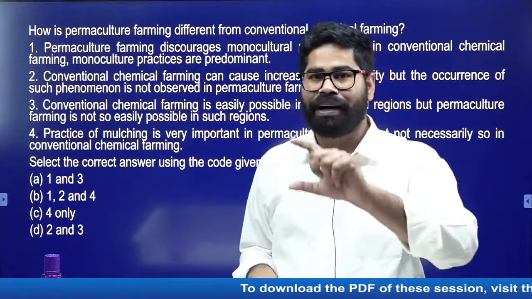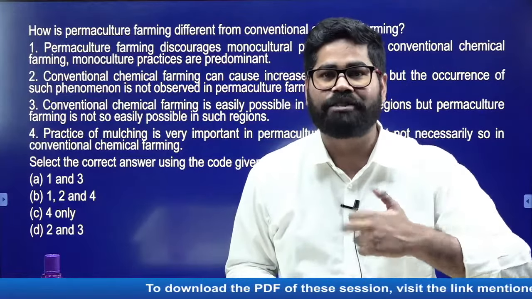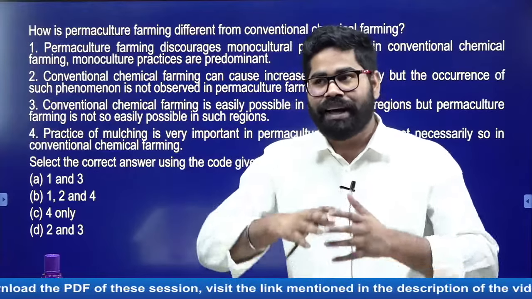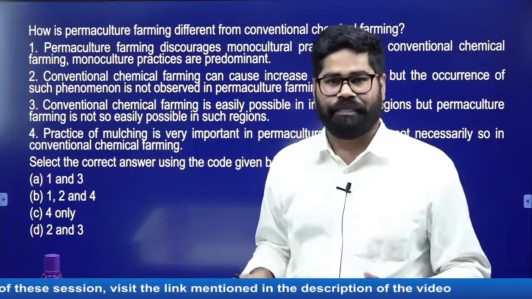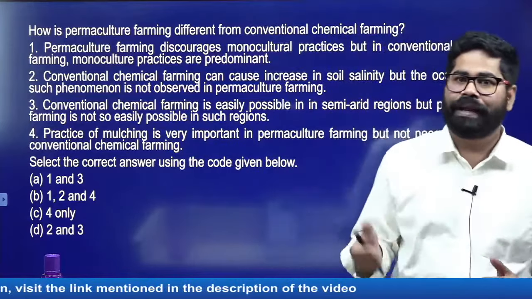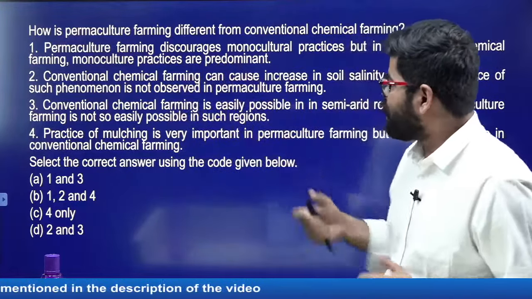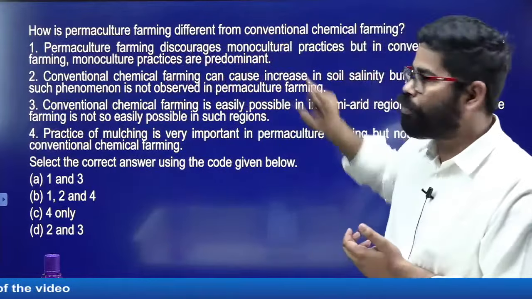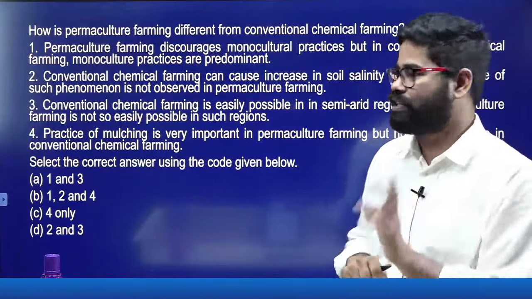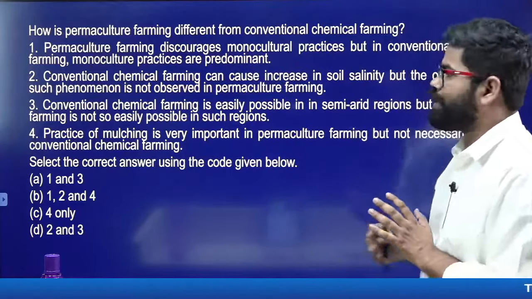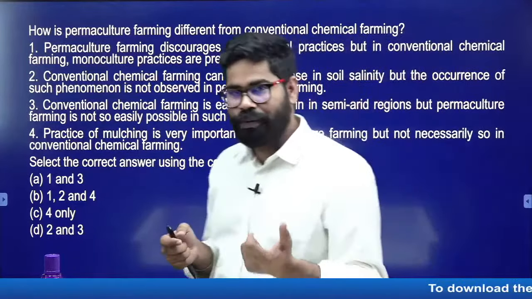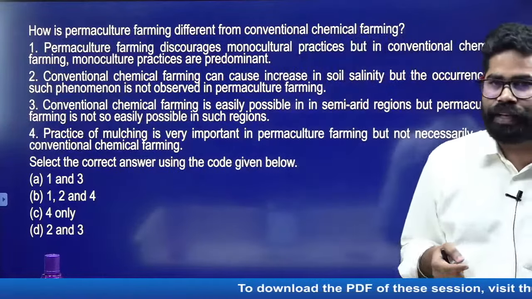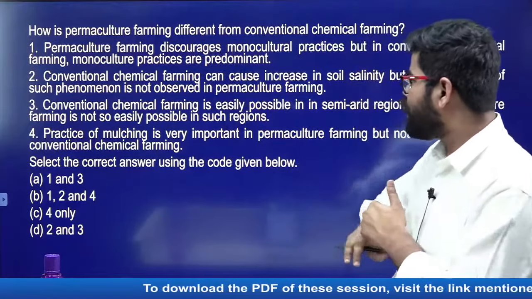Rather than that, permaculture has its second name, which is called as polyculture. Okay. Permaculture is also known as polyculture, means having many crops at the same time. Okay. Simultaneous growth of many crops. Okay. So permaculture is discouraging the monocultural practices and encouraging polycultural. Okay. Whereas in conventional chemical farming, like you can see, we are having cultivation of just like rice, paddy at one time. Okay. So that first statement is true.